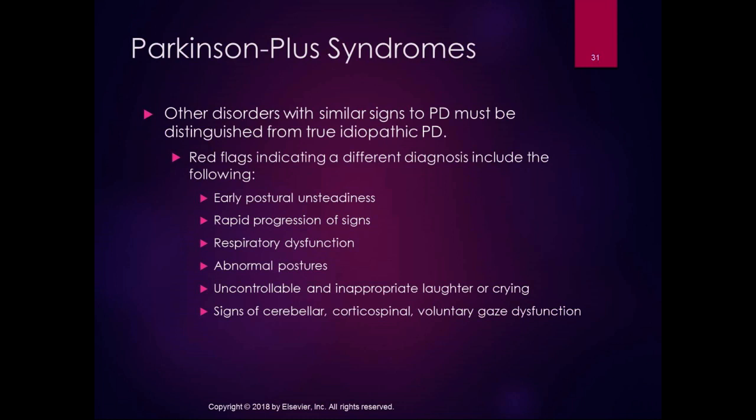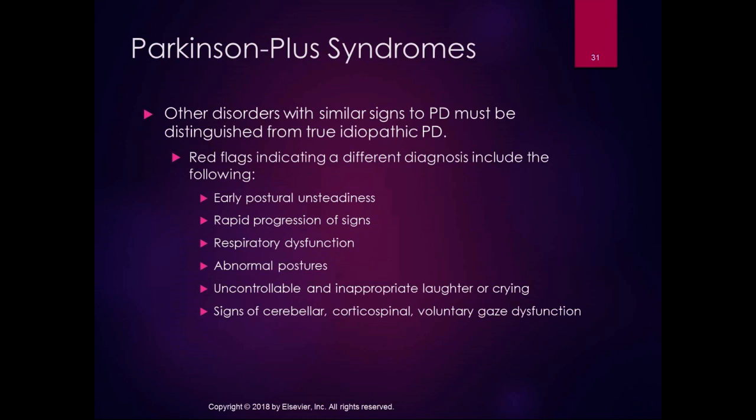Red flags indicating a different diagnosis include early postural unsteadiness. One of them is called progressive supranuclear palsy, or PSP, and people have extreme unsteadiness with big falls early on. Later on, the unsteadiness calms down a little bit, but it doesn't have a good prognosis. There's a rapid progression of signs leading to respiratory dysfunction, abnormal postures, uncontrollable and inappropriate laughter or crying, and signs of cerebellar, corticospinal, or voluntary gaze dysfunction.